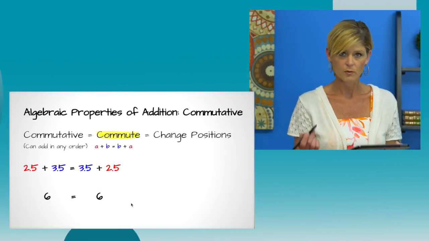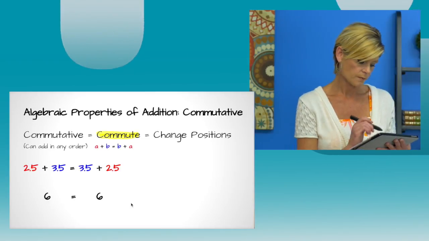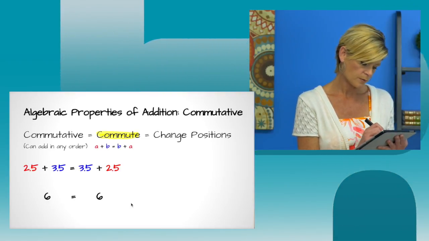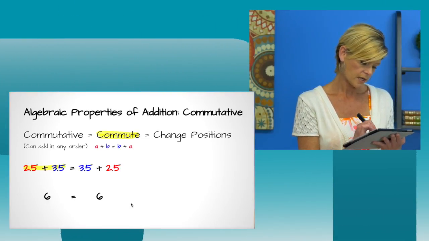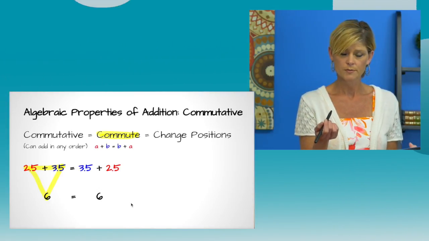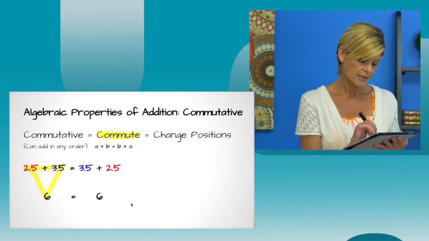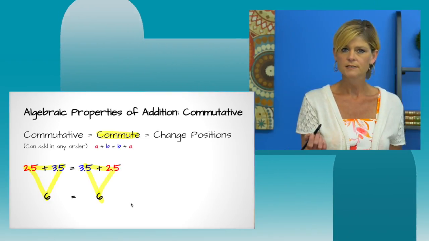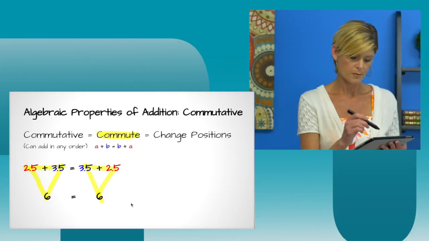So let's take a look at what that looks like with actual numbers. If we have 2/5 plus 3/5, that gives us a sum of 5/5, or 1. But if I switch the order of those numbers, 3/5 and 2/5, it does not affect my sum. I still get 1. And that is the commutative property.